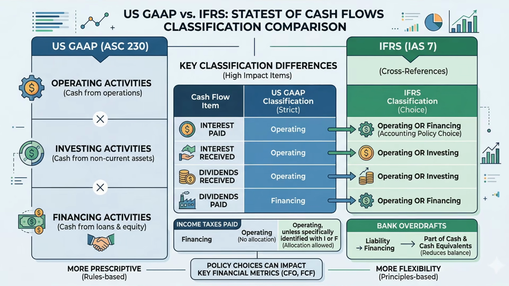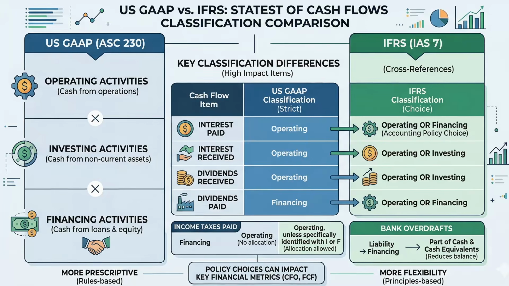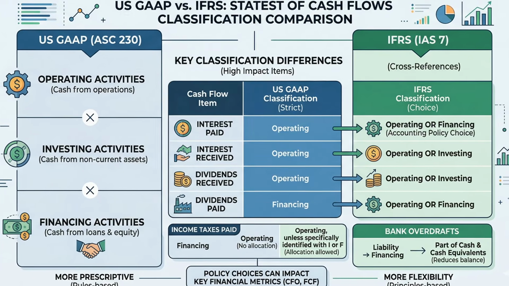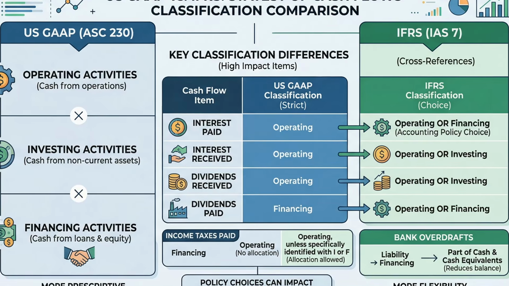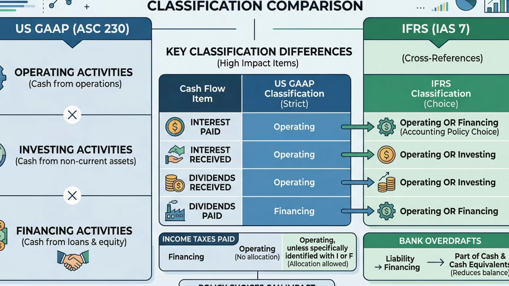Then the third one, we have statement of cash flow, which we also prepare in India. And here also you will see things like operating, investing, and financing activities. And this one looks quite similar across GAAP and IFRS.